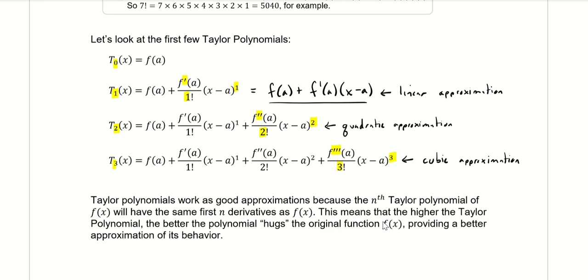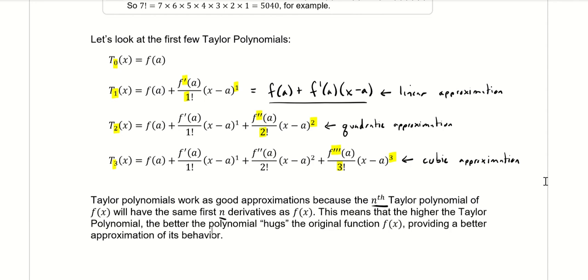And so these work as good approximations, and the approximations get better the more degrees you have, because the nth Taylor polynomial of our function is going to have the same first n derivatives as the original function, which means that the higher the Taylor polynomial is in terms of its degree, the n, the better the polynomial is going to hug the original function and the better the approximation of its behavior it's going to be.